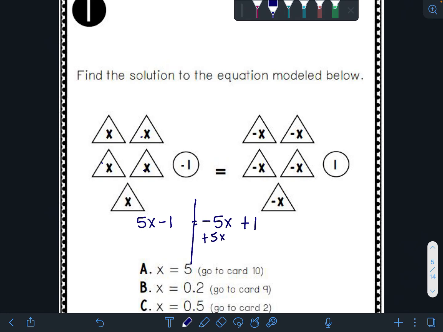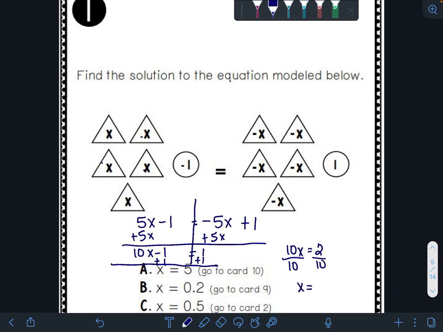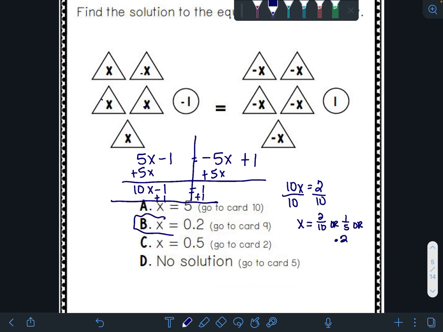So I'm going to add 5x, add 5x. So I get 10x minus 1 is equal to 1. And then I'm going to add 1, not 2, add 1, because I now want to get my constants to the other side. Add 1. So I'm going to move this over here. So I get 10x is equal to 2. And then I'm dividing by 10, dividing by 10. So x is either 2 over 10 or 1/5, or you may see it as 0.2. In this case, it was 0.2.